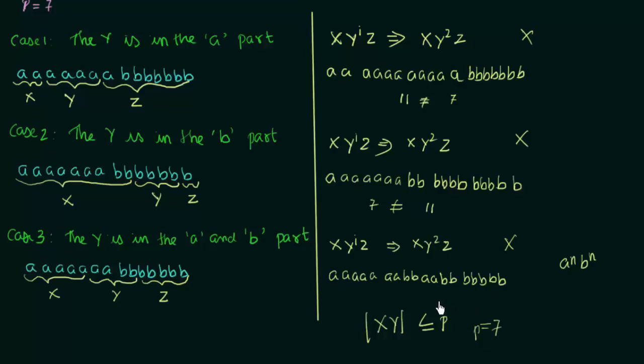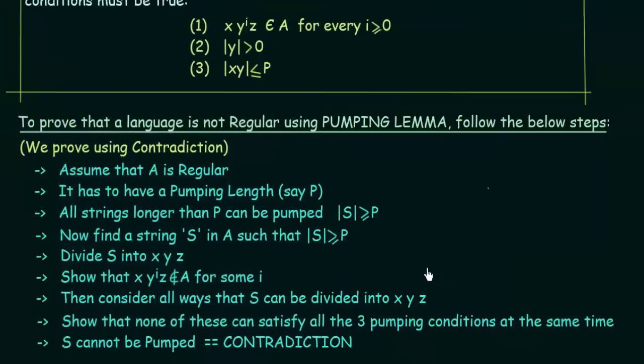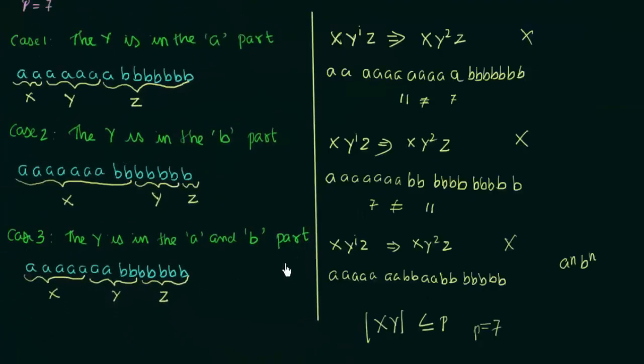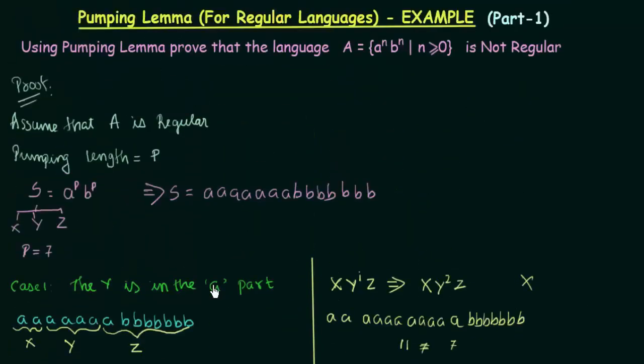So we saw that those conditions cannot be satisfied when we divide our s into 3 parts, x, y, and z. If you see the rules, once we show that all these conditions cannot be satisfied, that means s cannot be pumped. That is a contradiction to our assumption that A is regular. So we assumed that A is regular, but since it is not satisfying these conditions, it cannot be pumped, and hence we have proved that the language A is not regular using the pumping lemma.